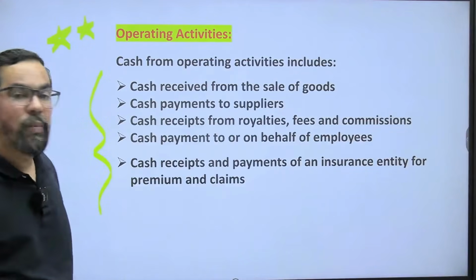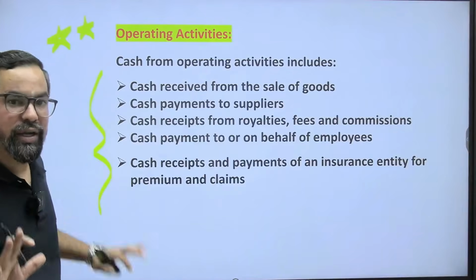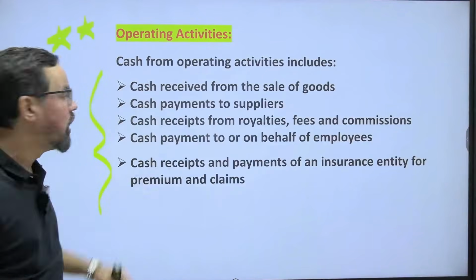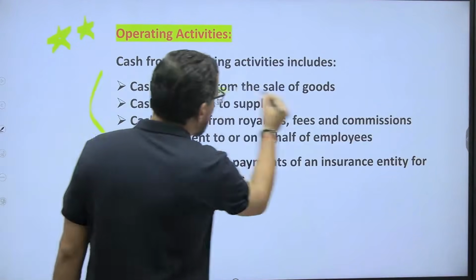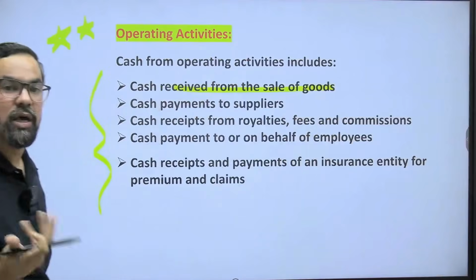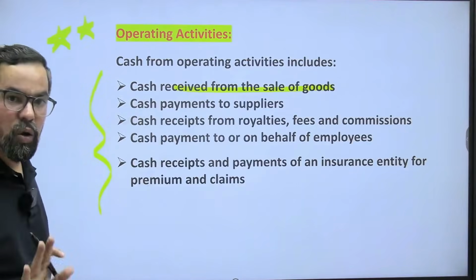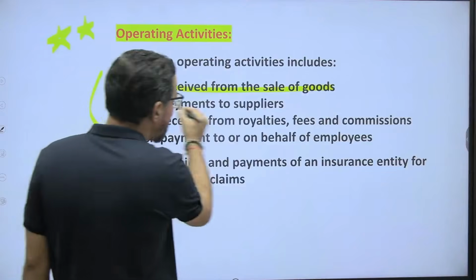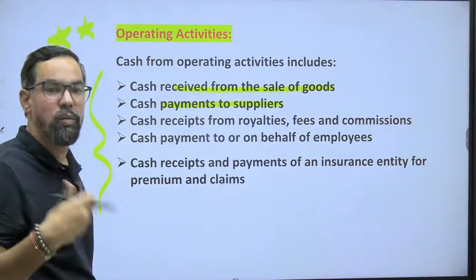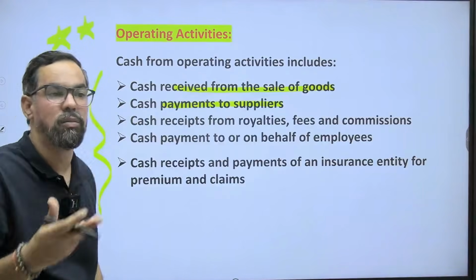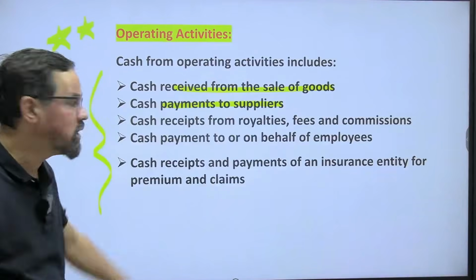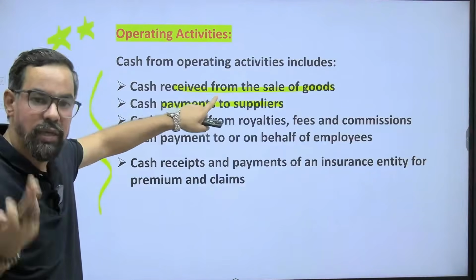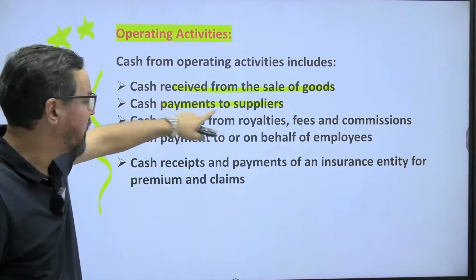So operating activities are the core revenue generating activities, which majorly include cash received from sale of goods. We did some sales and received cash, so it is an inflow from operating activity. Cash payment to suppliers is an outflow from operating activity. We have purchased some raw materials and others, so obviously you have some obligations to pay them, and that is an outflow.